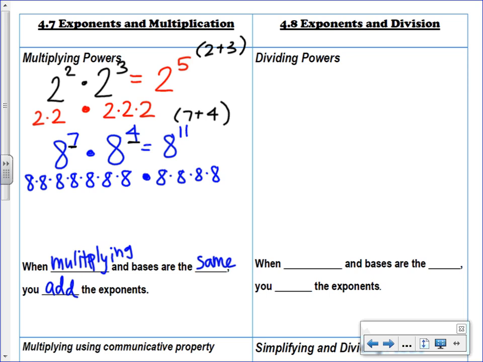Pretty simple stuff there. So before moving on, why don't you try y to the third times y to the 5th. It would be y to the 8th.